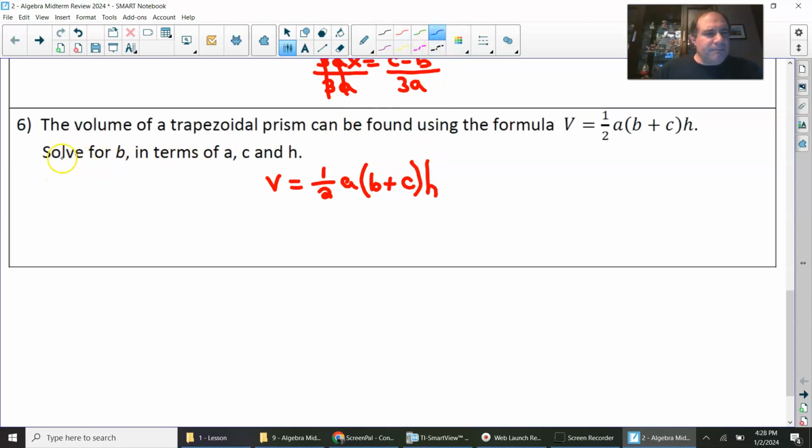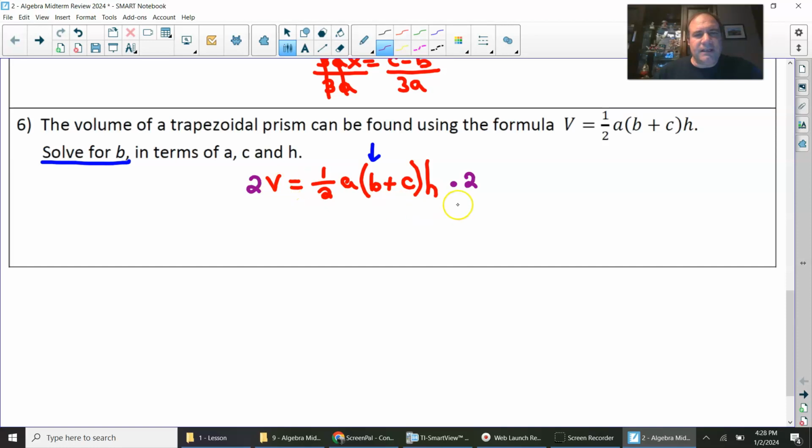We want to solve for b in terms of a, c, and h. So here's the b, and we do not want to use distributive property. The first thing I look at is that I need to get rid of this fraction. The way to get rid of the fraction is to multiply by 2. Whatever I do on one side, I'm going to multiply by 2 on the other.